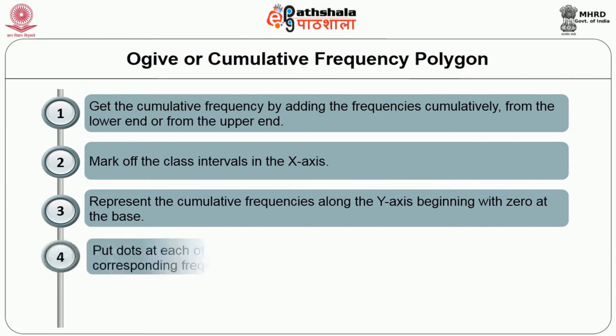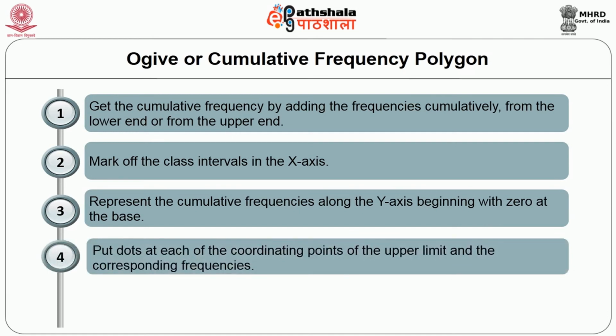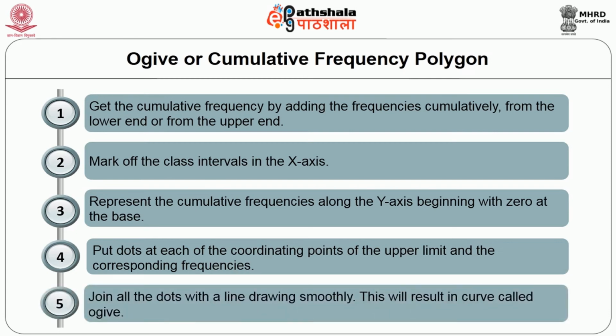Step 4. Put dots at each of the coordinating points of the upper limit and the corresponding cumulative frequencies. Step 5. Join all the dots with a smoothly drawn line. This will result in a curve called an ogive.